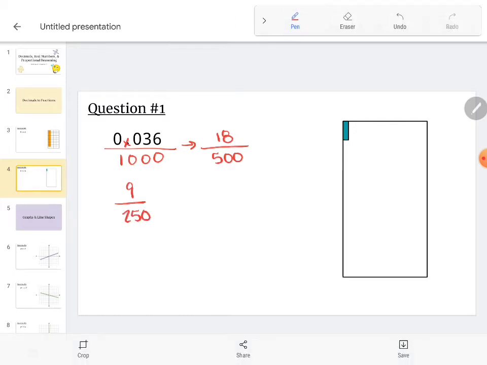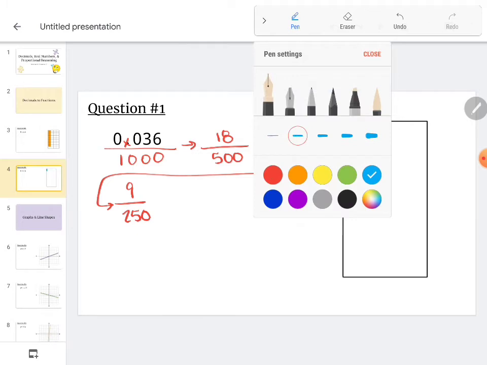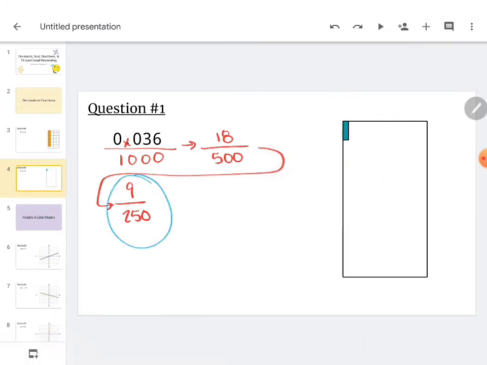Now we can try to break this down even more if we really want to. We know that 9 is divisible by 3, so we can try and divide 250 by 3. You'll notice that it doesn't divide evenly. Therefore, 9 over 250 is going to be our final solution. It's our fraction that represents our decimal.